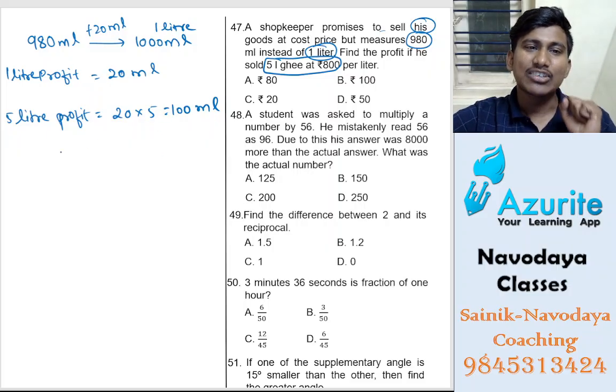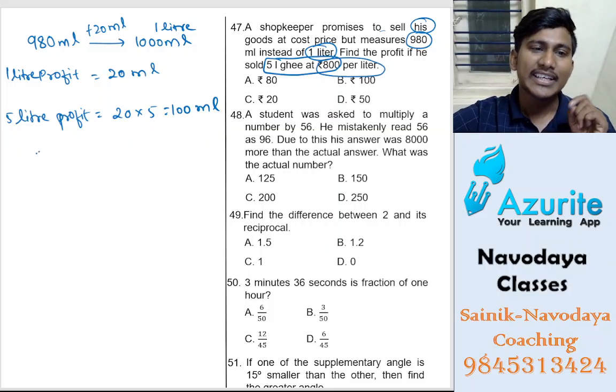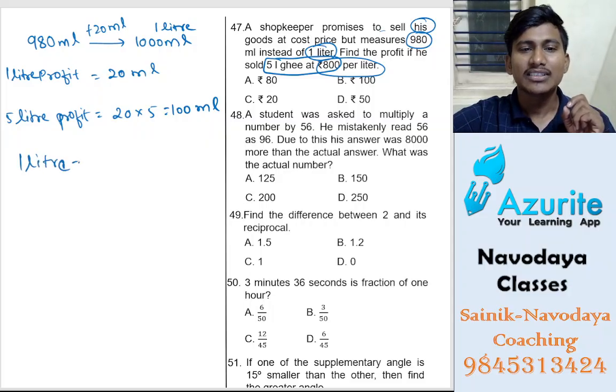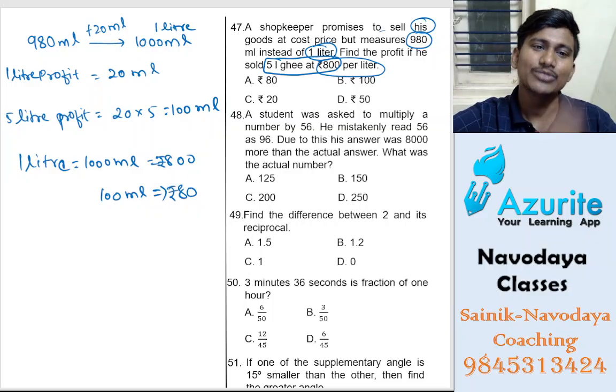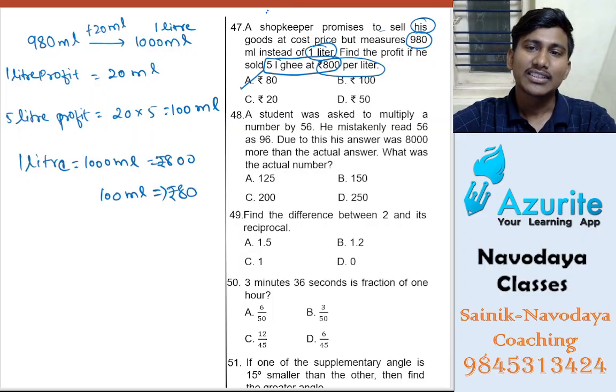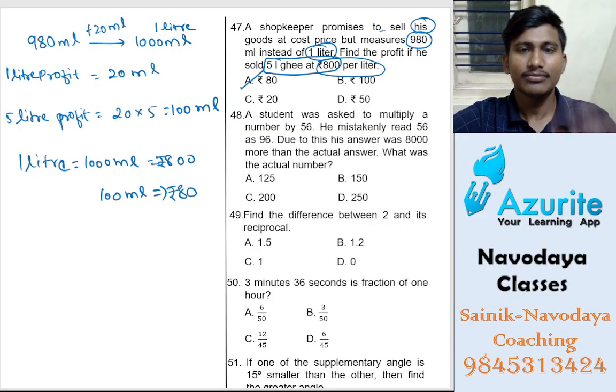So 1 liter costs how much? 800 rupees. That is 1000 ml is 800 rupees, right? So 100 ml will be how much? 100 ml will be 80 rupees, right? That is 1 less 0. 80 rupees is the answer here. Okay now? So that is how you have to find for 5 liters.